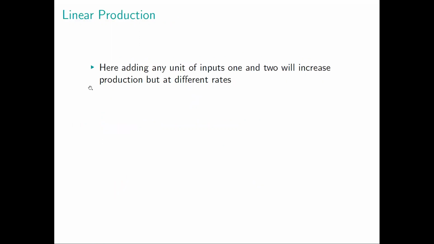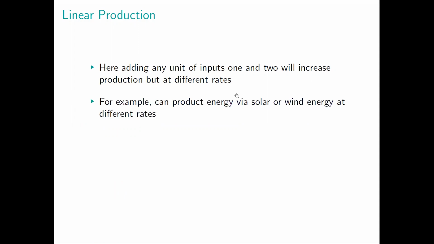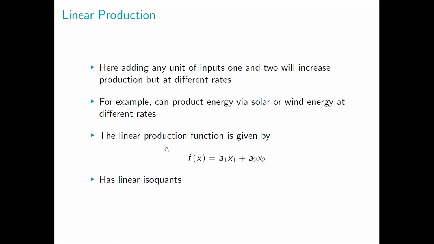The first production function we'll study is going to be linear production. And here, adding any unit of inputs 1 and 2 will increase production, but at different rates. So one example of this could be producing energy via solar or wind energy, and this produces kilowatt hours of electricity at different rates. So in this case, the linear production function is just given by f of x equals a1x1 plus a2x2, and this has linear isoquants, right? So just like before we had linear indifference curves, here we're going to have linear isoquants for this production function.